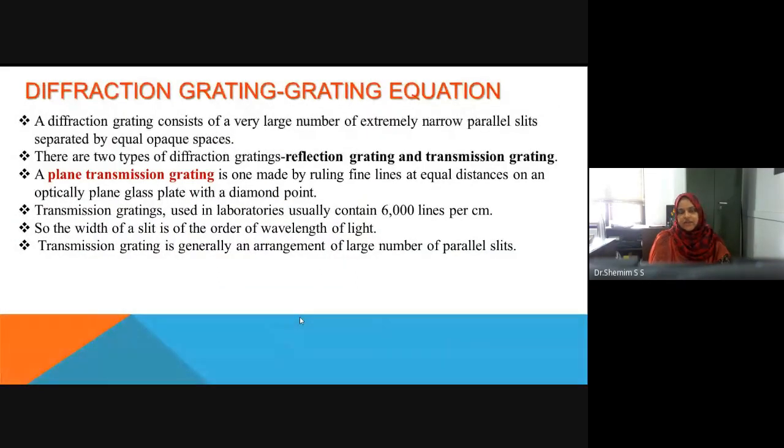So the grating will contain a large number of parallel slits, almost 6,000 lines per centimeter. Each slit will have a size comparable to the wavelength of light.